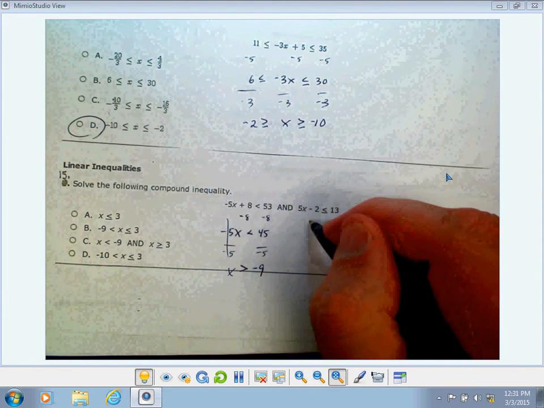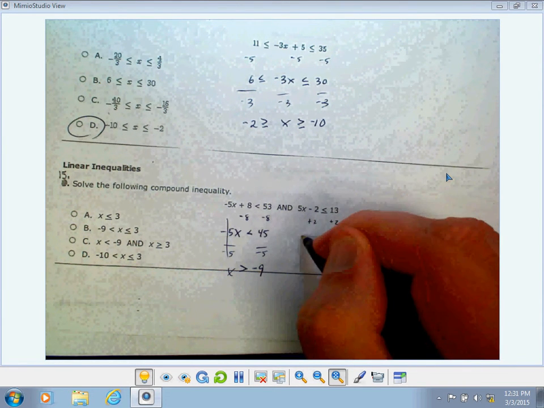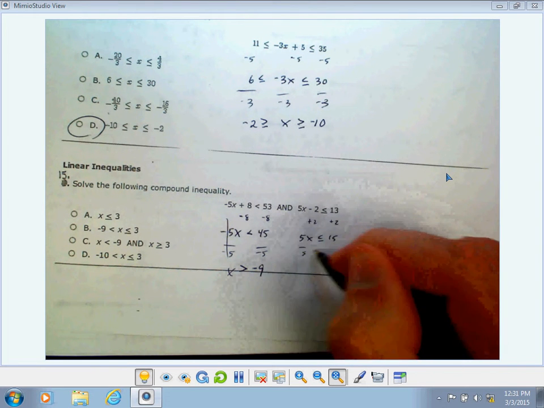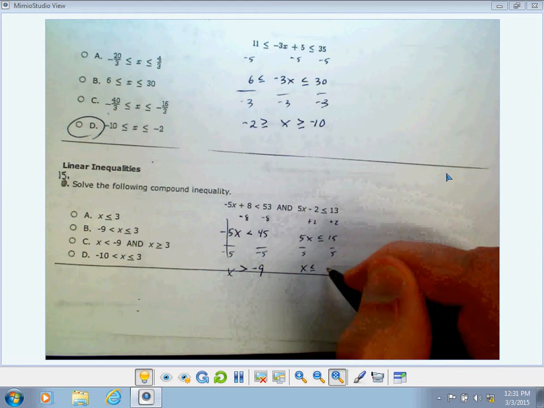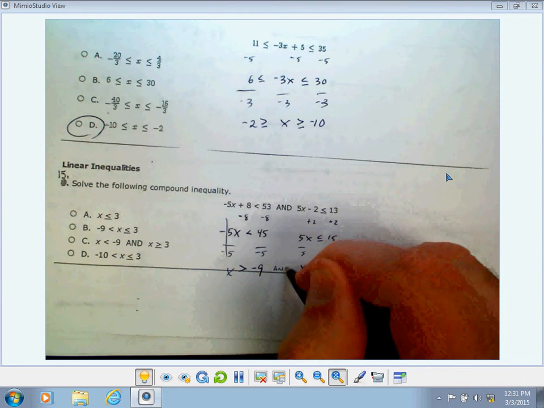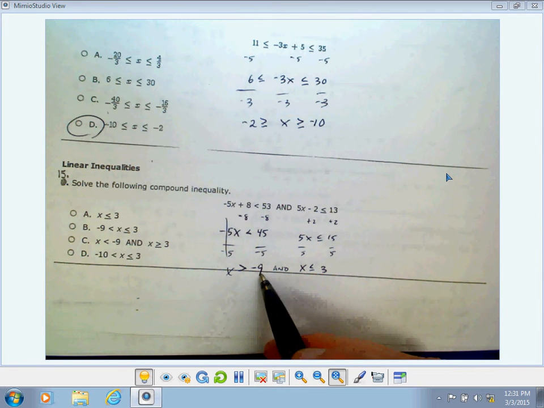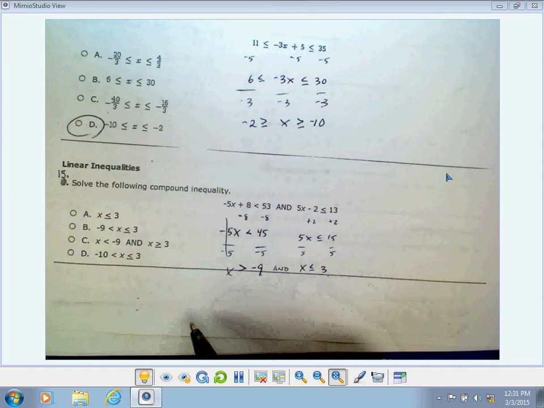The other side, I'm going to add 2. 5x less than or equal to 15. And I'm going to divide by 5. x is less than or equal to 3. So what I'm saying is that it's going to be greater than -9 and less than or equal to 3. So it's between -9 and 3. We just got to make sure we write the answer to both of them.